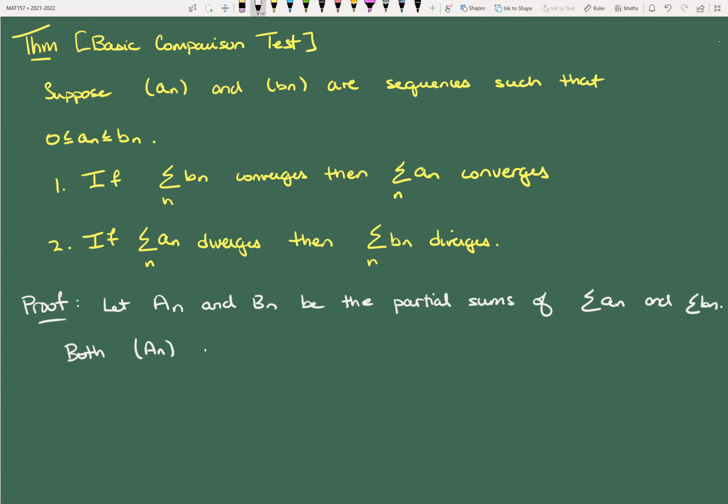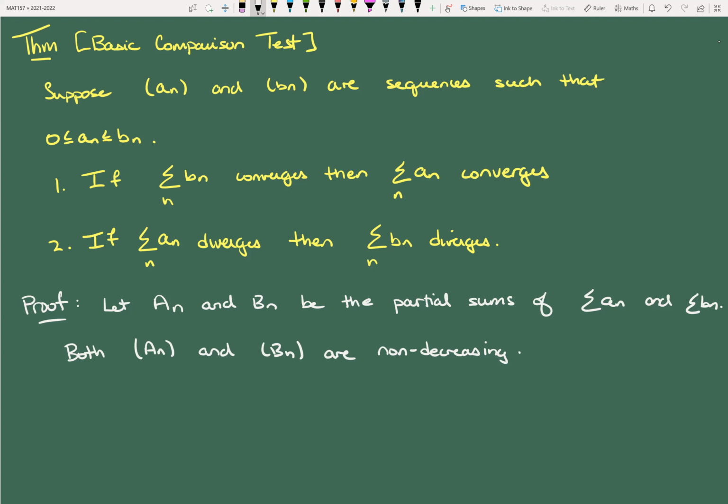So both A_n and B_n are non-decreasing, right? Since their terms are non-negative. So every time, if you're adding a non-negative thing to your sum, well, the next partial sum has to be bigger than or equal to the previous one, right? So we've talked about that before, which is why I'm not repeating that part of the proof. So both of these are non-decreasing.